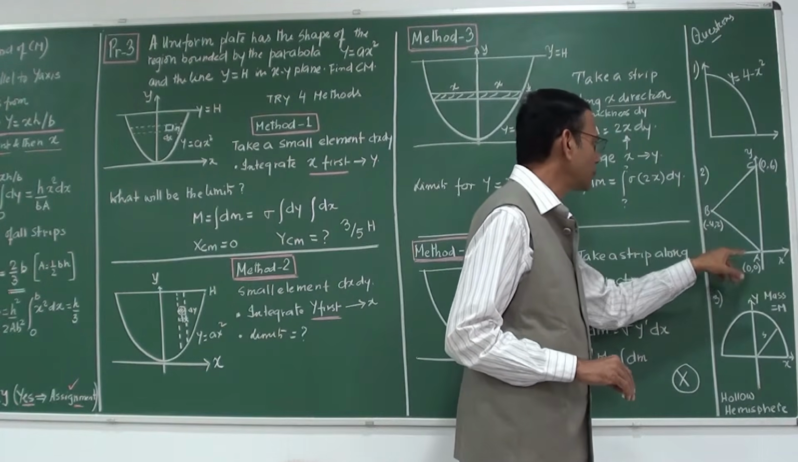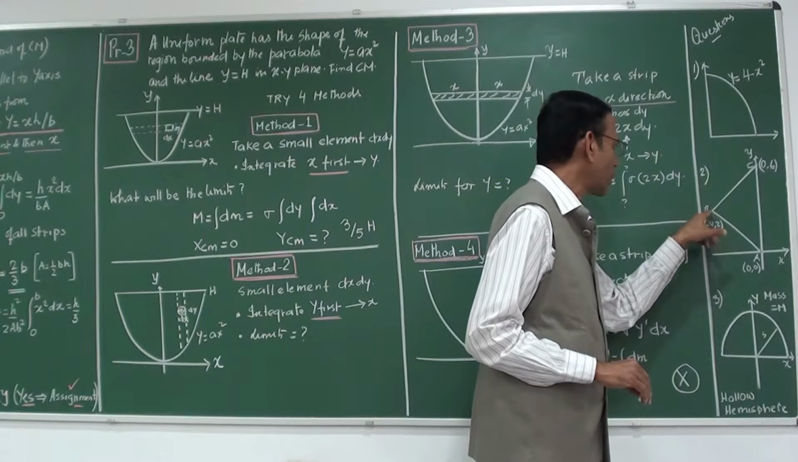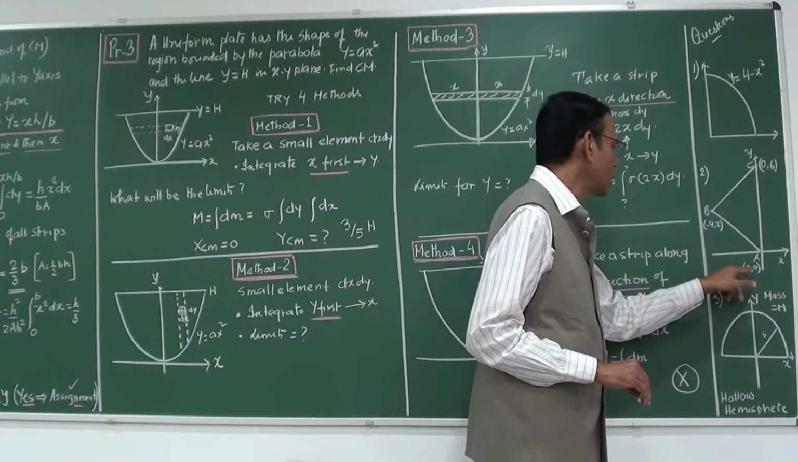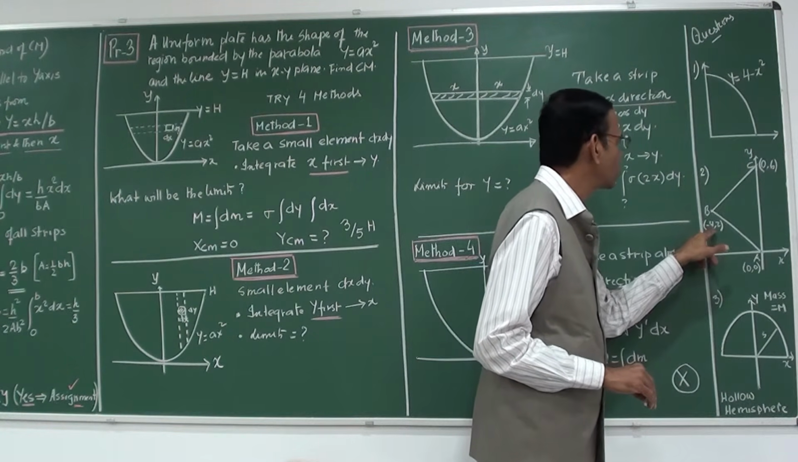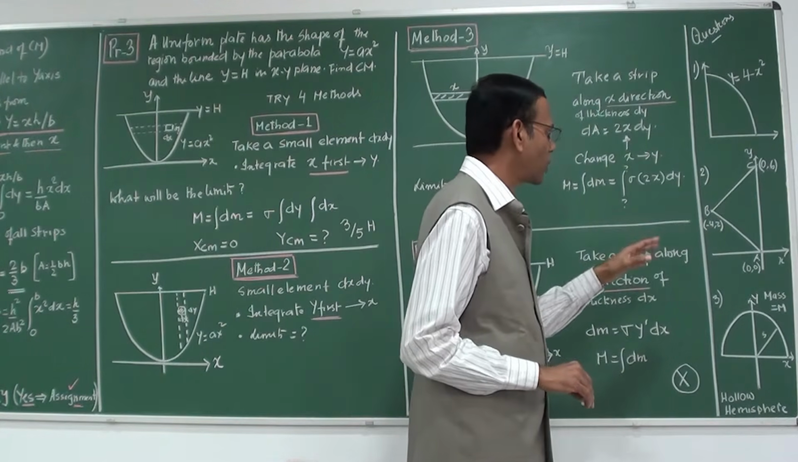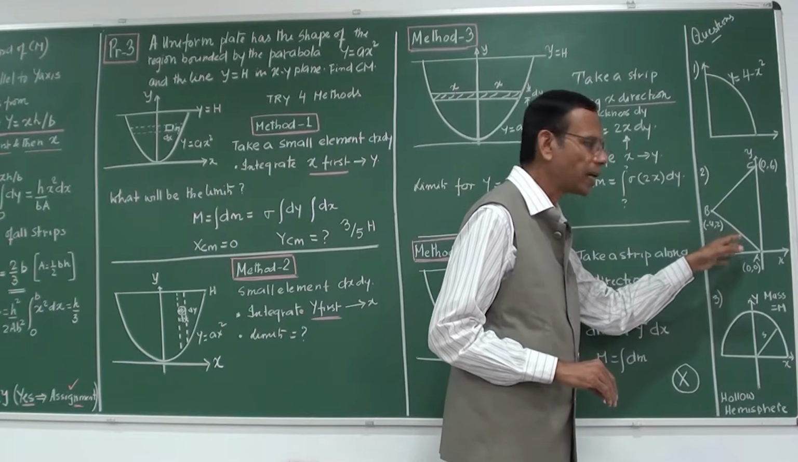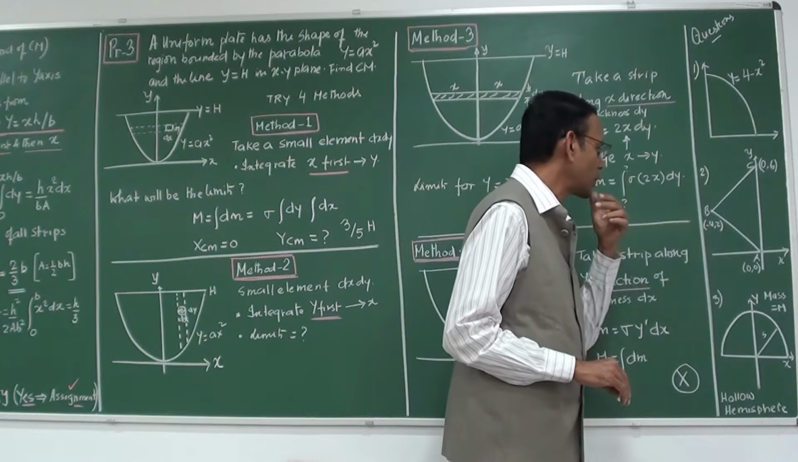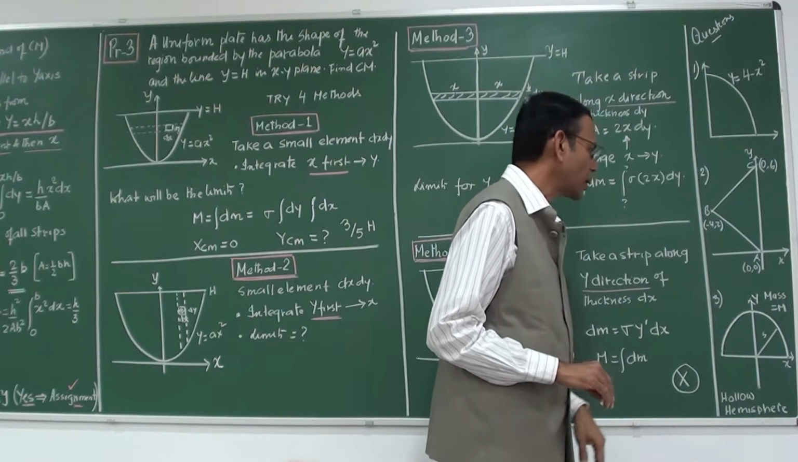Here it is a triangle. The vertices of the triangle are given to you: 0, 0, minus 4, 2, and 0, 6. So you have to calculate the center of mass. Obviously, you have to find out the equation of the line, and you can take a strip, dx dy, and then you can calculate.